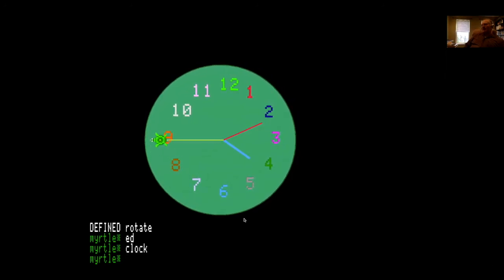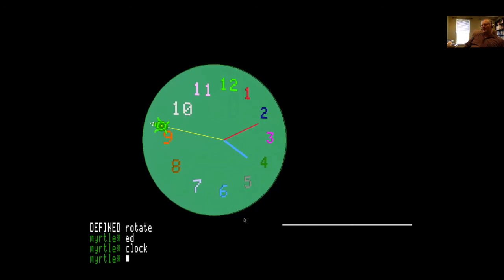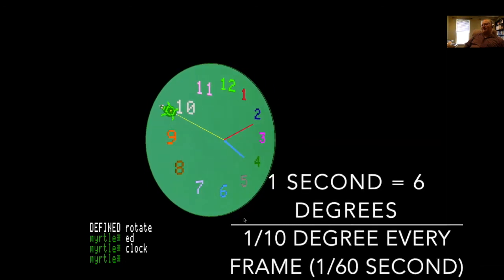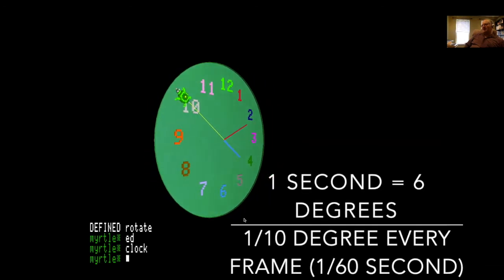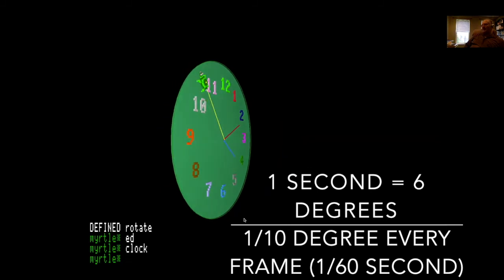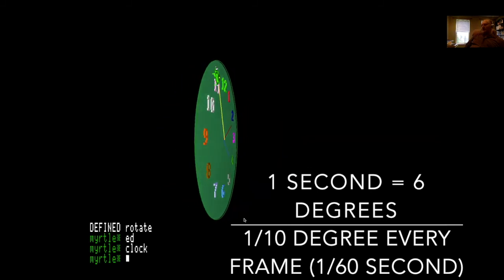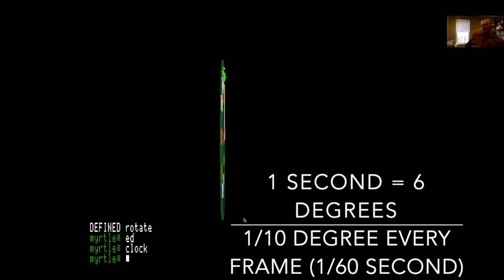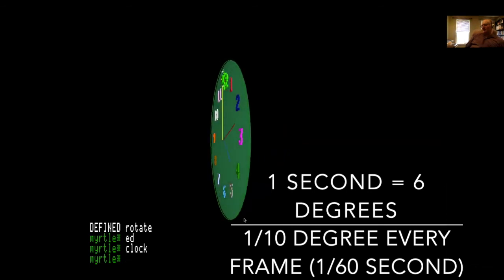Now, to make it a sweep second hand, that would be a challenge. So you have 60 frames per second, so you'd have to rotate it, create frames for every 60th of a degree, whatever it is, yeah.